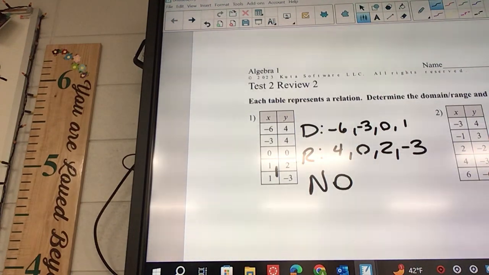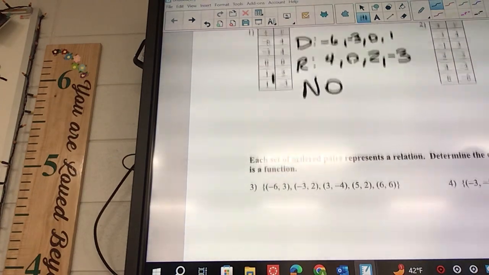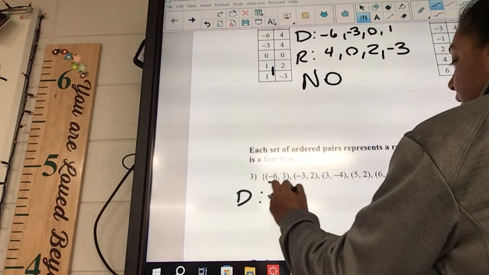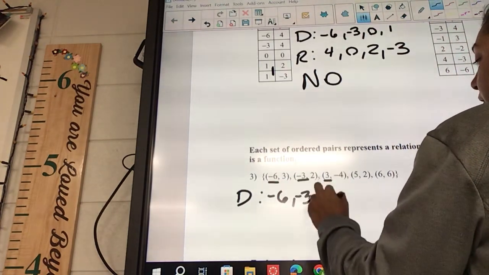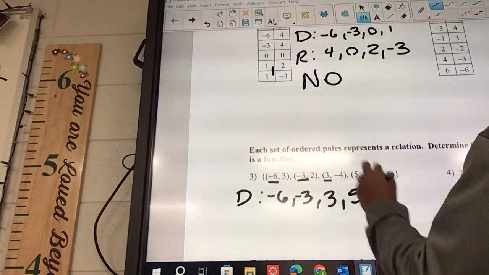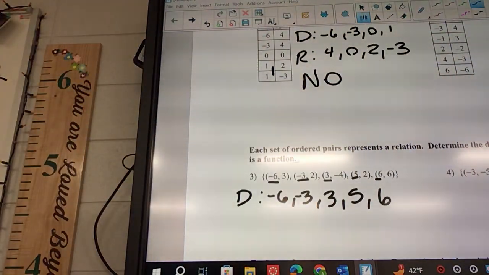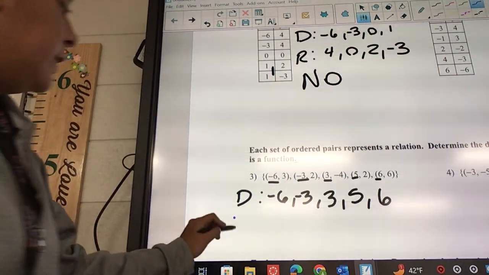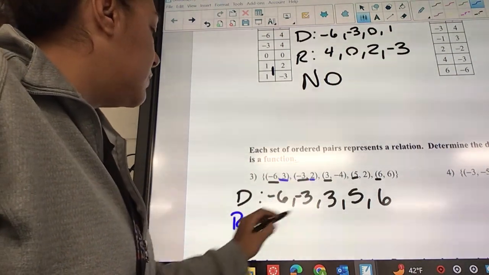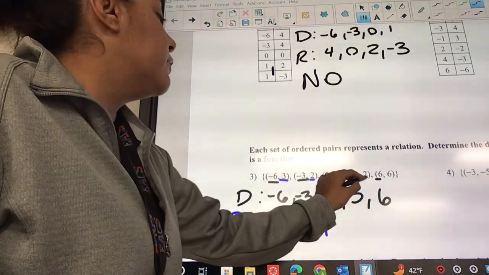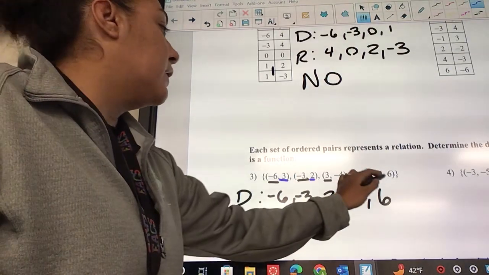Okay, the next one is the same thing. They are just in ordered pairs. The first part of an ordered pair is the x, the second part is the y. So the domain is going to be -6, -3, 3, 5, and 6. The range is going to be 3, 2, -4, 2, which is already on our list, so we don't need to write it down again, and 6.